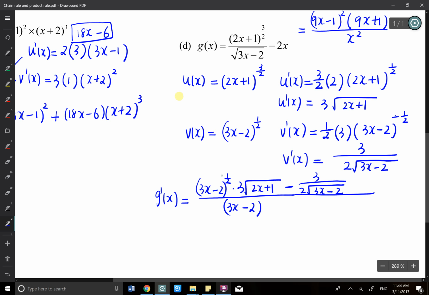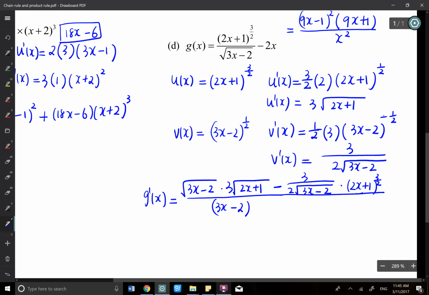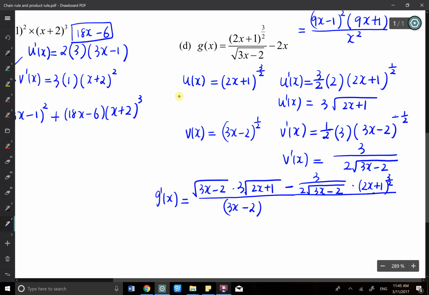That a half, I will just write in the square root form. And then times, that's the v'(x), and you times with u(x). So that's u(x). And don't forget, you still have a minus 2x at the back, so I'll minus 2 outside the fraction, just behind the fraction, so you minus 2 here.